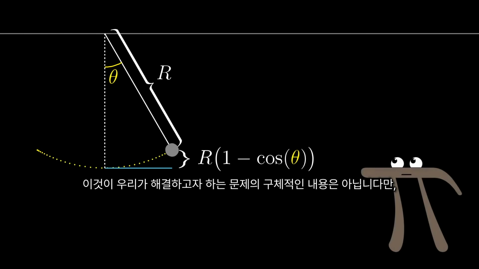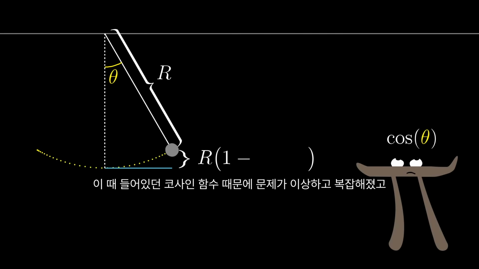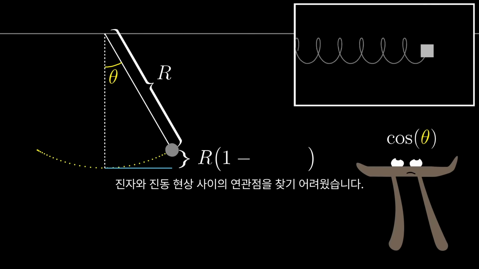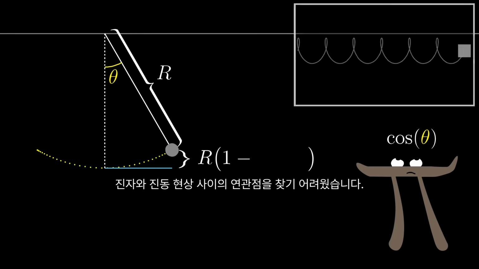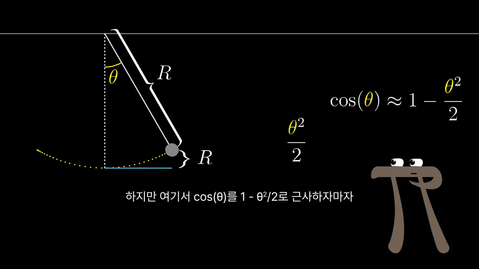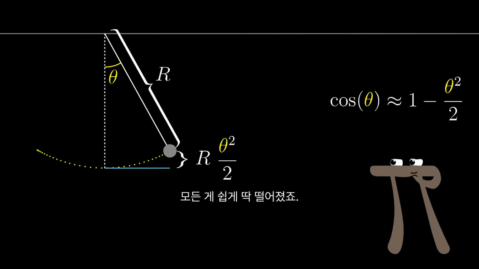Now, the specifics of the problem we were trying to solve are beyond the point here, but what I'll say is that this cosine function made the problem awkward and unwieldy, and it made it less clear how pendulums relate to other oscillating phenomena. But if you approximate cosine of theta as 1 minus theta squared over 2, of all things, everything just fell into place much more easily.